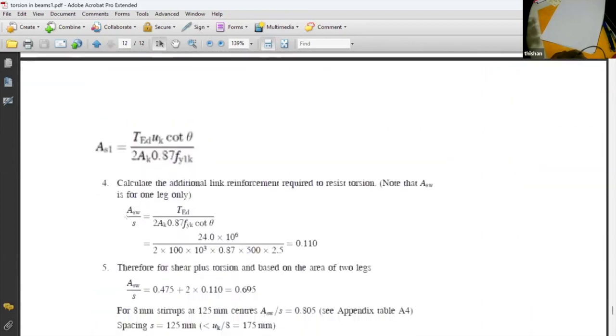And first we will calculate the additional links. ASWS is equal to TED over 2AK 0.87 fyk cot theta. Cot theta is cot 22. Cot 22 means 1 over tan 22, and 1 over tan 22 is 2.5. You can just check it. Can you just check 1 over tan 22?